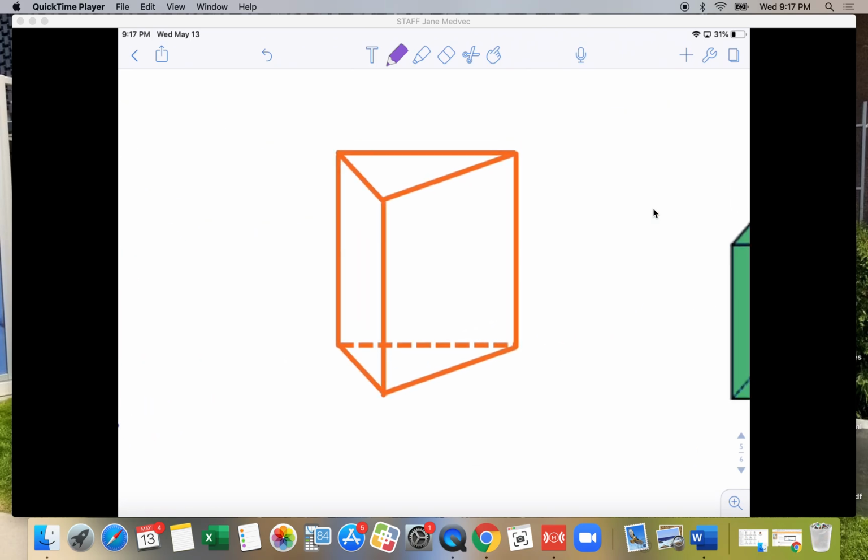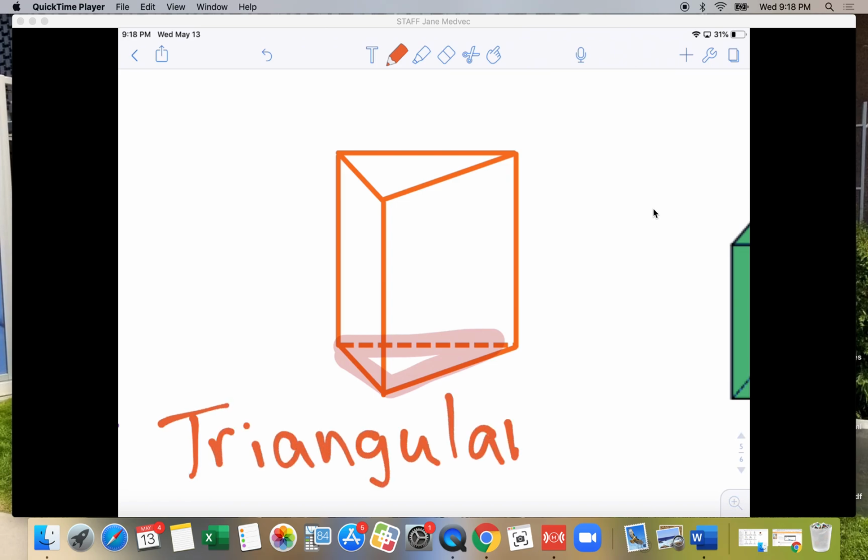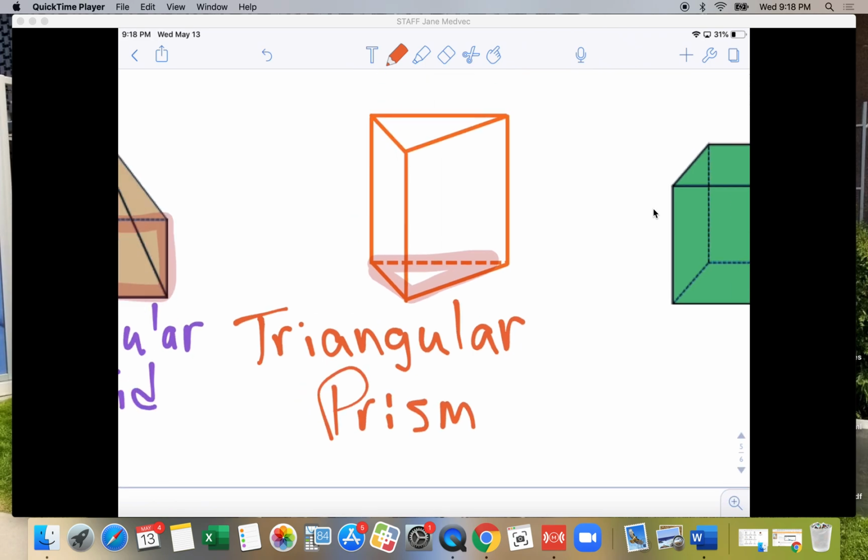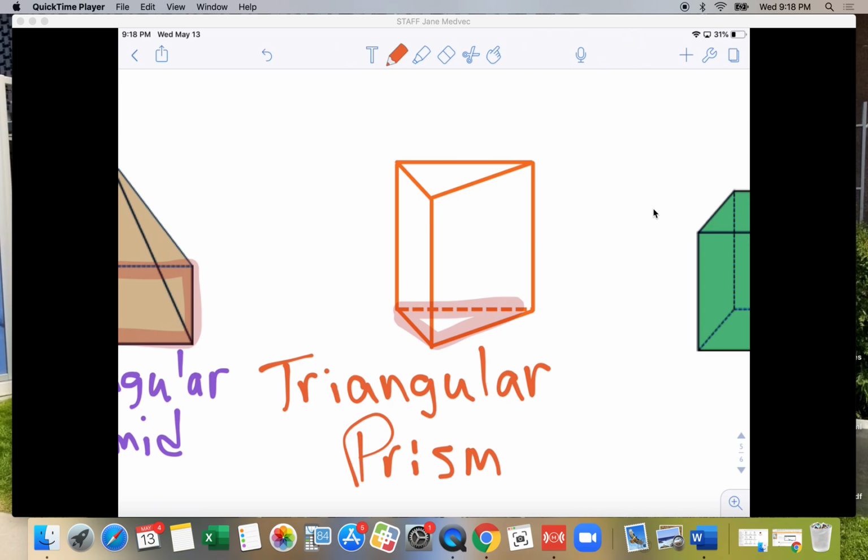This shape, you're going to notice that you have a combination of rectangles and triangles. It's actually resting right now on its base. This is a triangle, so I'm going to say triangular. And it's a prism because prisms have rectangles for their sides.